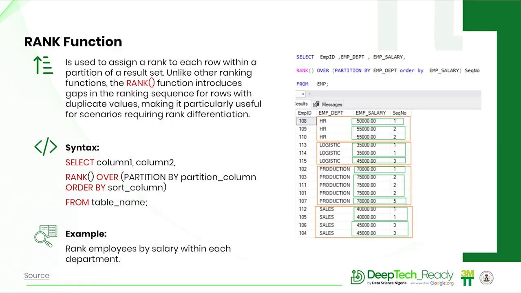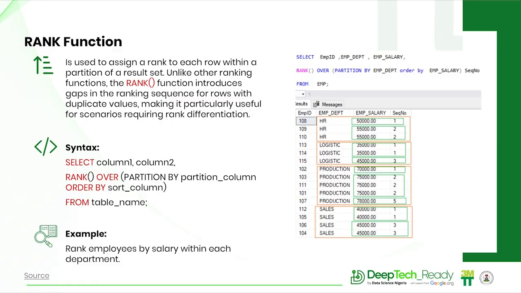So we have an image to illustrate the rank function. We are retrieving the employee ID, the employee department, and the employee salary. Then we are using the rank function, and we are partitioning our data by the employee department. Then we're also ordering it by our employee salary. Then we assign the sequence number to all of this from our employees table.